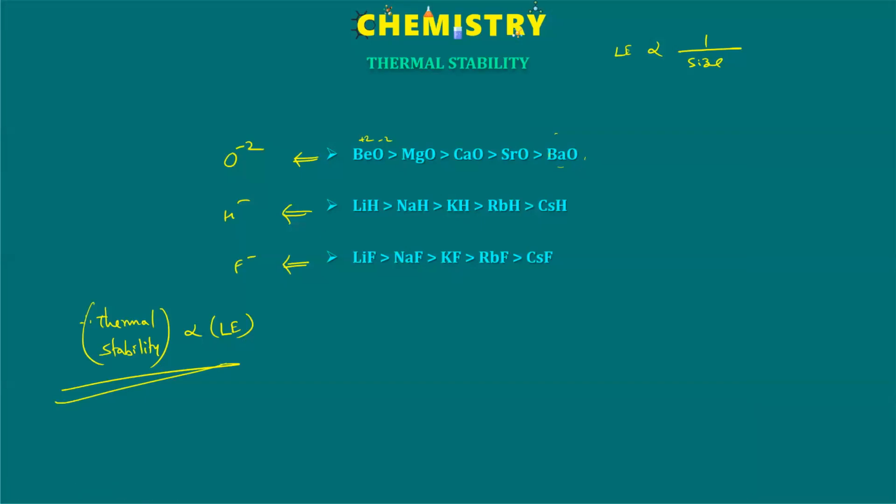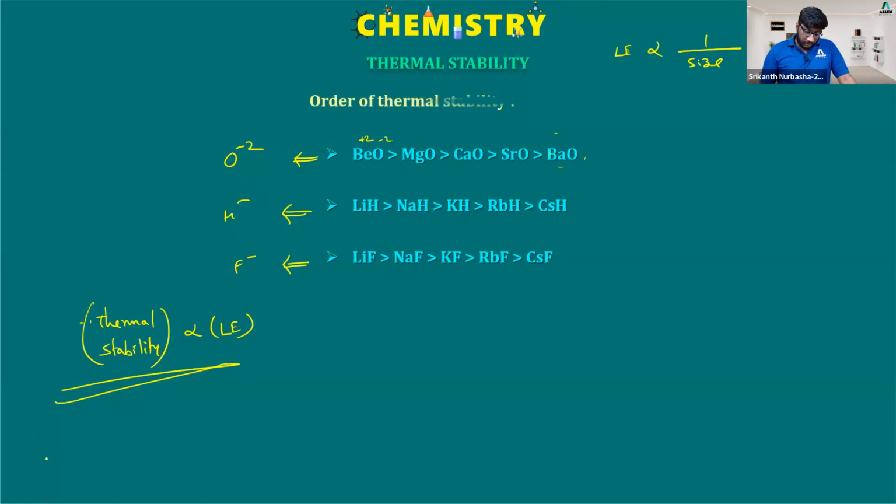Yes, sir. Thermal stability is directly proportional to lattice energy. If you are trying to compare between 1A and 2A, charge is differed, as well as size is differed. Both are differing whenever you are trying to compare 1A and 2A. When charge is varying and size is varying, which is the dominant factor? Charge is the dominant factor. When charge is not varying, only size is varying, then based on size only you have to compare. This is the order of thermal stability.